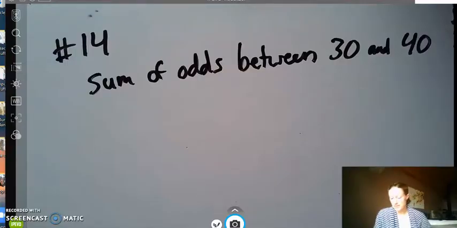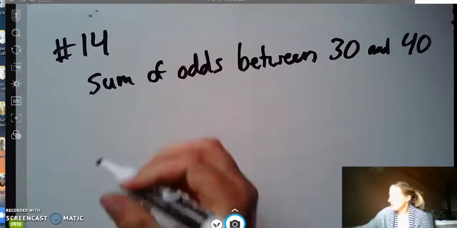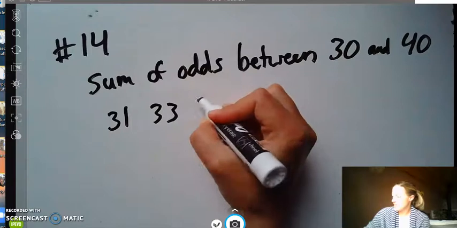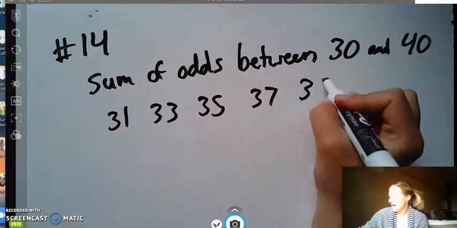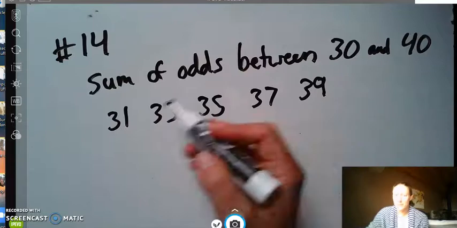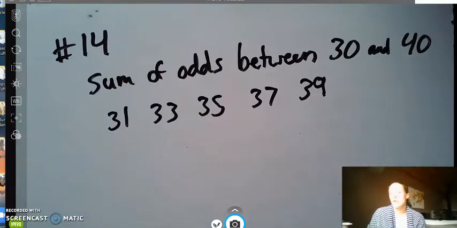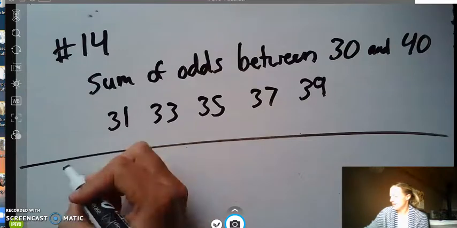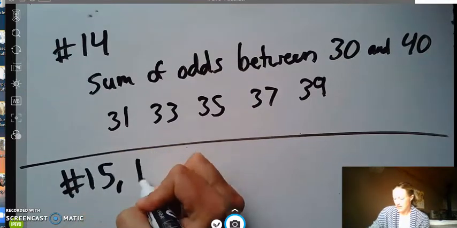The next one's number 14. Mine said the sum of the odd numbers between 30 and 40. There's not that many numbers. 31 is the first odd number, and then 33, 35, 37, 39, and 41's too big. There's only 5 numbers. So you could write a whole formula and type it all in, or on some of them you just choose to do it manually. On this one I'd recommend doing it manually. That would be lovely.